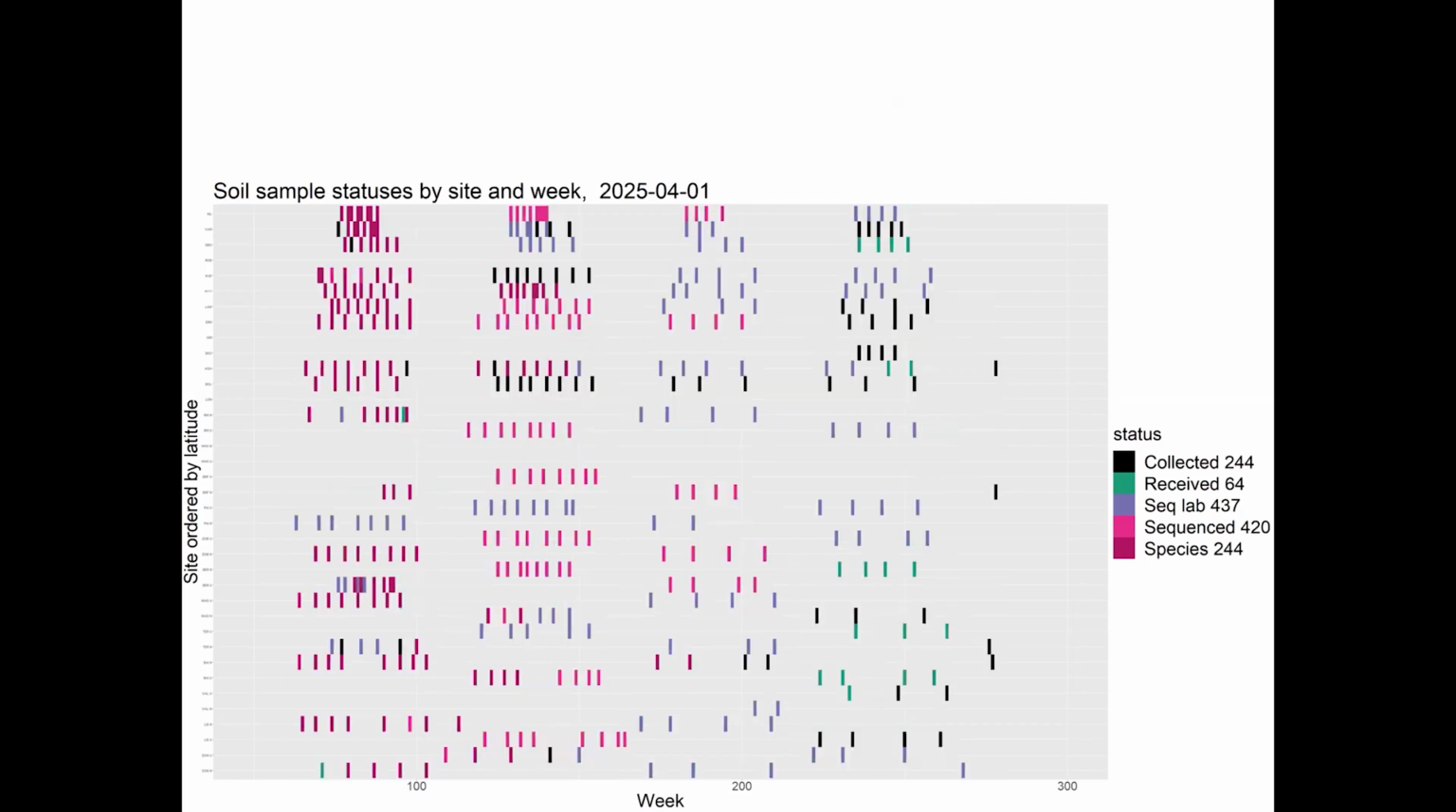Soil samples is much more sparse. We only do it a few times a year. Again, some teams have samples that are still outstanding that have been sent in. And for soil, the bioinformatics pipeline is the same as for cyclones. So only a few sites have species lists so far. But again, this is going to start going much faster.